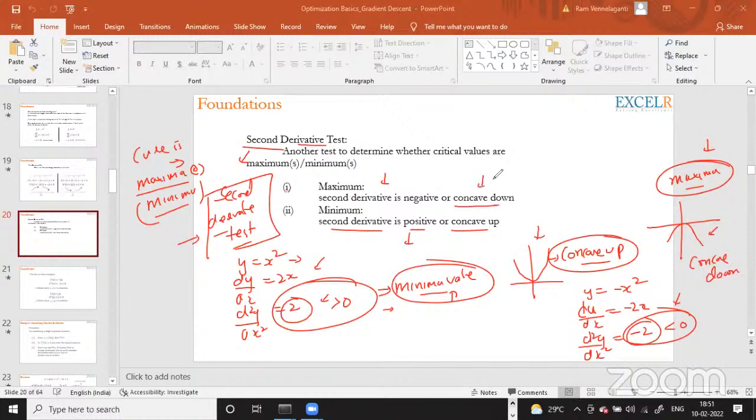So learn these points by heart. If your second derivative is negative, then your curve is going to have a maximum value, and it looks like a downward shaping parabola or concave down. If your second derivative is positive, then your curve is going to have an upward shaping parabola structure, or concave up, and your curve is going to have a minimum value. That is what you are supposed to understand. This is the concept of maxima and minima.